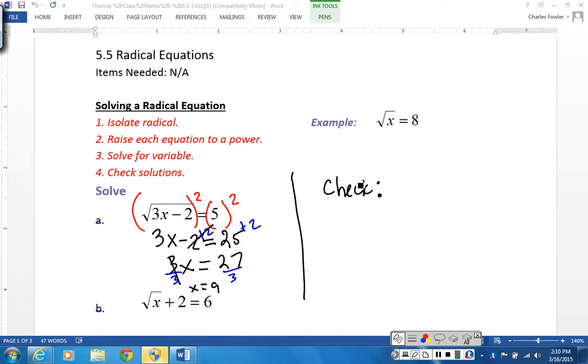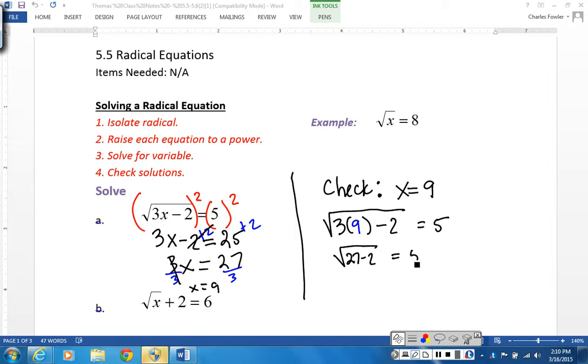So we're going to check when x equals 9, if we plug that back into the original. The original is the square root of 3x minus 2, but we're saying that x equals 9. So I'm going to put 9 back in here to see if the left hand side equals the right hand side. So we have the square root of 3 times 9, which is 27, minus 2. 27 minus 2 is 25. So the square root of 25 equals 5. The square root of 25 does equal 5. So the left hand side equals the right hand side. Therefore, x equals 9 is indeed your answer.